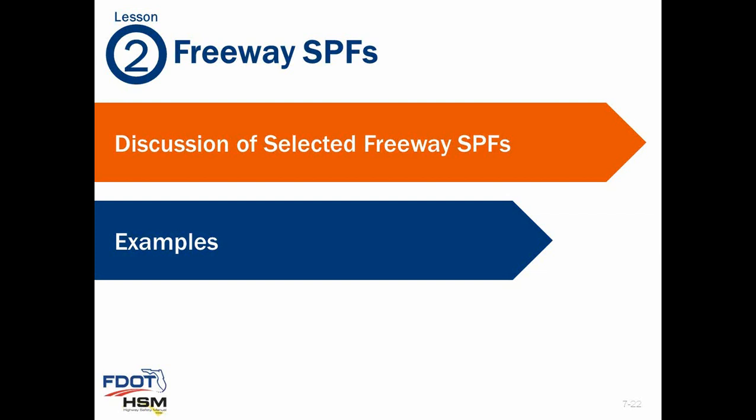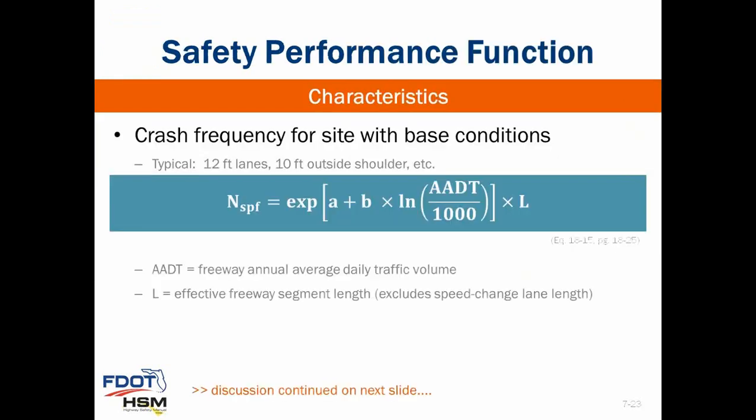A safety performance function is used to predict the average crash frequency for a site that has base conditions. In general, a site with base conditions has typical geometric dimensions. For freeways, the SPFs have many base conditions, such as 12-foot lanes and 10-foot outside shoulders. An example SPF is shown in the middle of this slide.